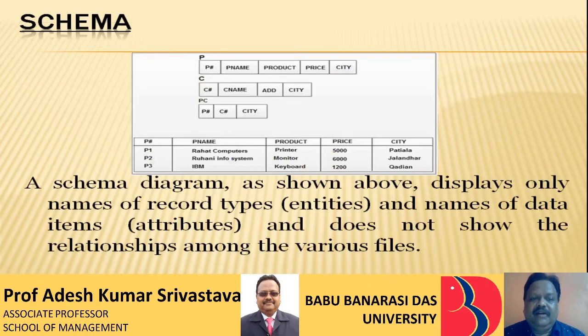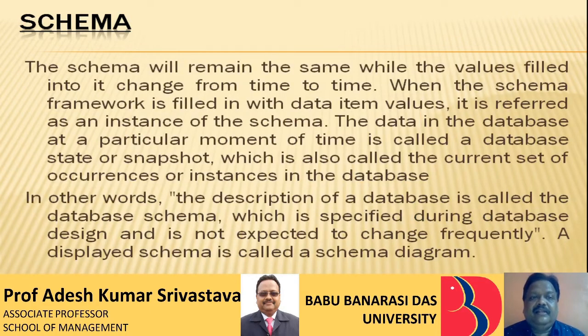This is a schema diagram as shown above. It displays only names of record types, that is entities, and names of data items, that is attributes, and does not show the relationship among the various files. The schema will remain the same while the values filled into it change from time to time. When the schema framework is filled in with data item values, it is referred to as an instance of the schema.